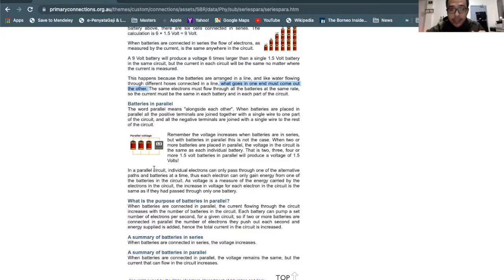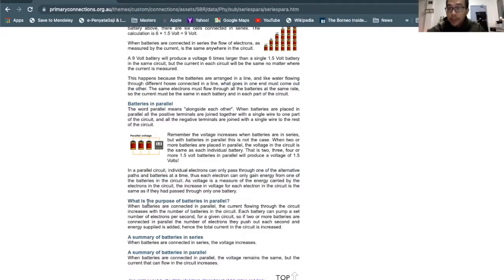But in a parallel circuit, individual electrons can only pass through one of the alternative paths and batteries at a time. Means that when the current flows through here, it can only choose one way to go. Thus, each electron can only gain energy from one of the batteries in the circuit. As the voltage is a measure of the energy carried by the electrons in the circuit, the increase in voltage for each electron is the same as if they had passed through only one battery.